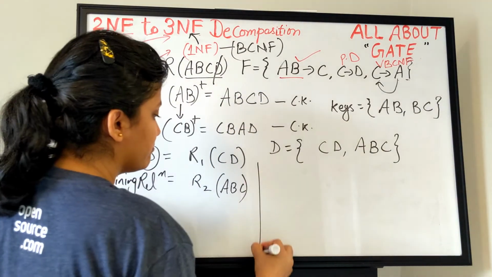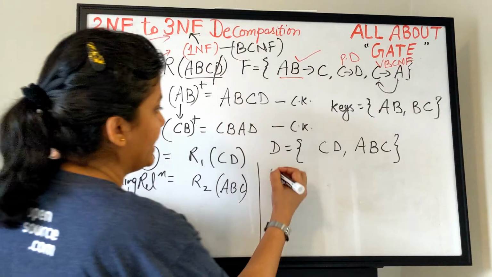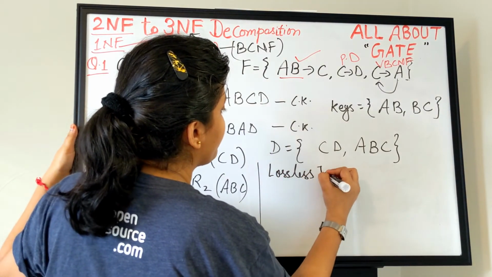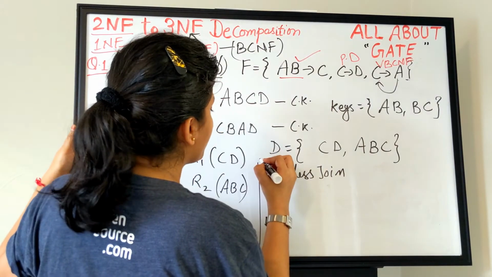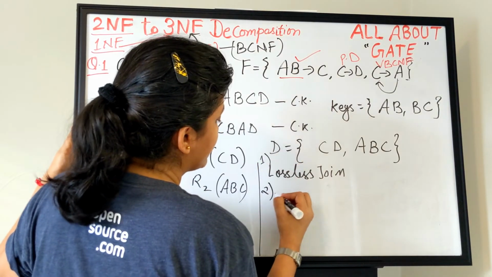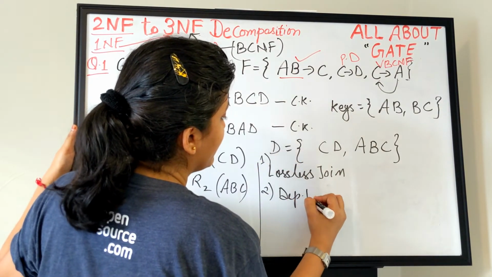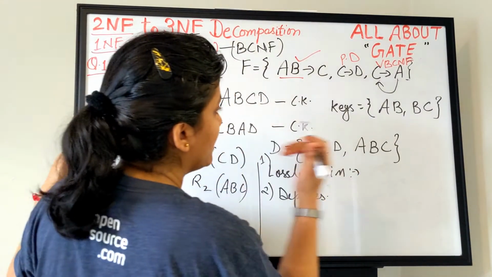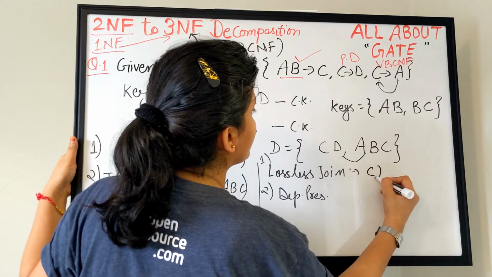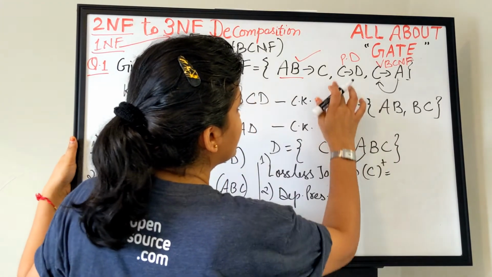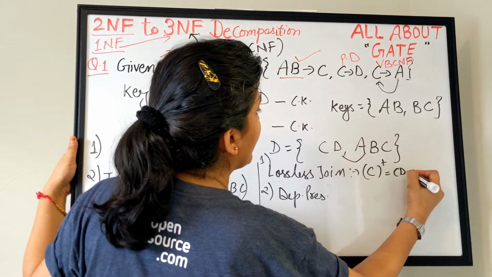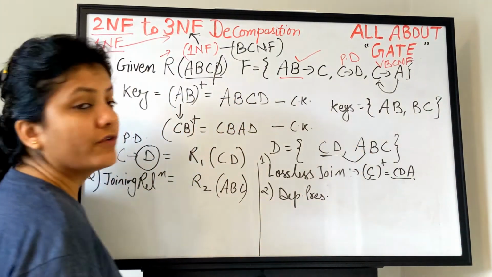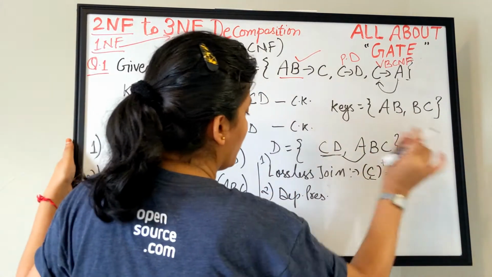Now comes the next part, that is the properties. One is lossless join, and the second is dependency preserving. Every time you do a decomposition, make sure you check for these properties. For lossless join, you can see the common attribute is C. So take out the closure of C. C gives you C, D, and A. That makes C a super key for this relation, and so it is lossless join.